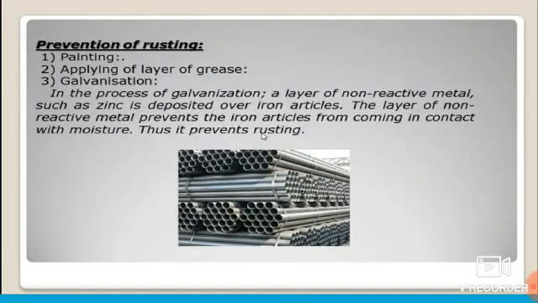Now, on your screen you have some preventions of rusting. These are painting, applying a layer of grease, and galvanization. In the process of galvanization, a layer of non-reactive metal such as zinc is deposited over iron articles. The layer of non-reactive metal prevents the iron articles from coming in contact with moisture. Thus, it prevents rusting.